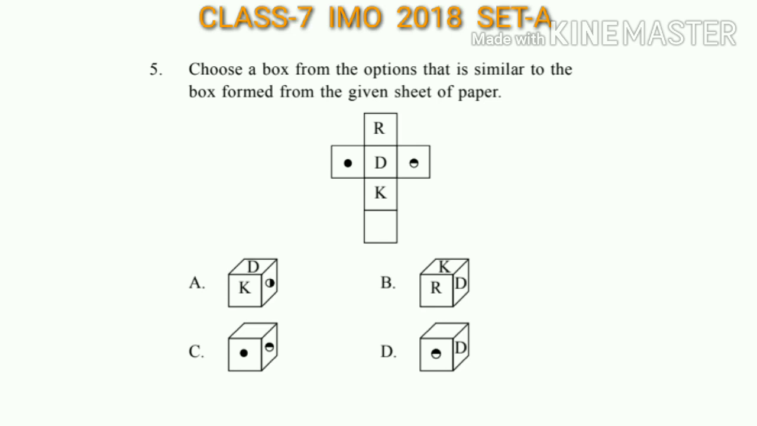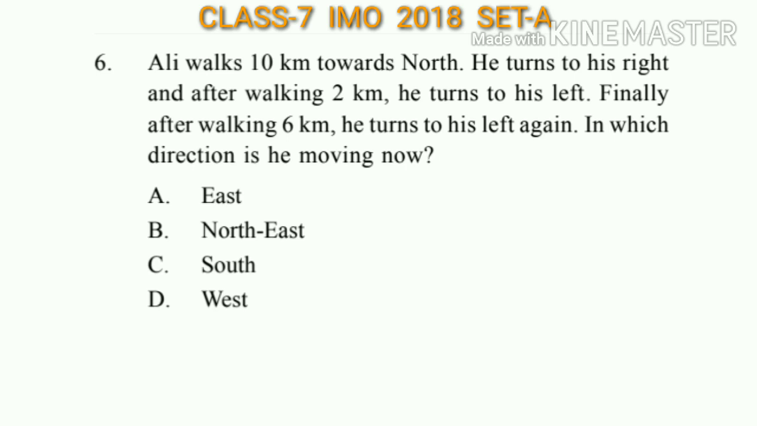Question number 6. Ali walks 10 km towards north. He turns to his right, and after walking 2 km, he turns to his left. Finally, after walking 6 km, he turns to his left again. In which direction is he moving now?